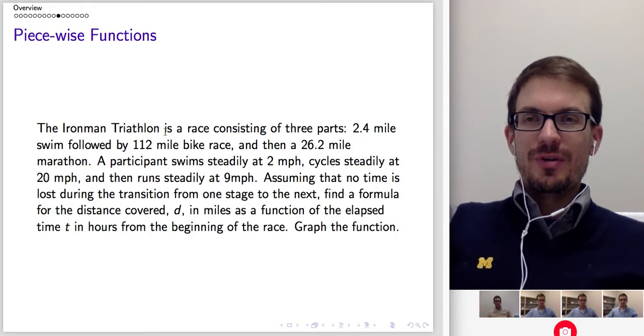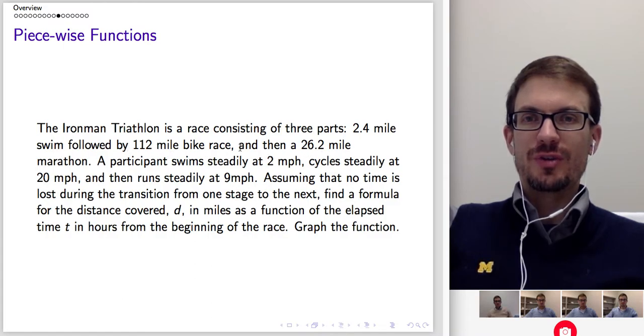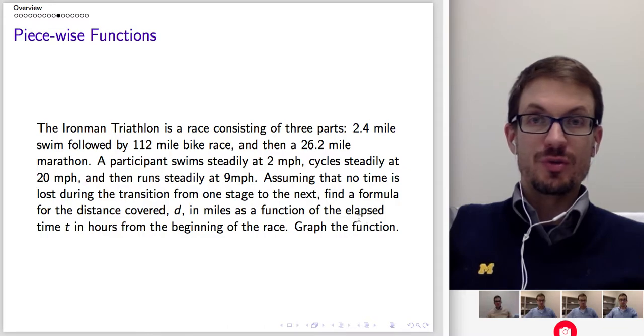So one last example. The Ironman Triathlon is a race consisting of 3 parts, 2.4-mile swim, followed by a 112-mile bike race, 26.2-mile marathon. Participants swim steadily at 2 miles per hour, cycle steadily at 20 miles per hour, run steadily at 9 miles per hour. Assuming no time is lost during the transition from one stage to the next, find a formula for the distance covered, d in miles, as a function of the elapsed time, t in hours from the beginning of the race, and graph it. Okay, so what are we trying to do?